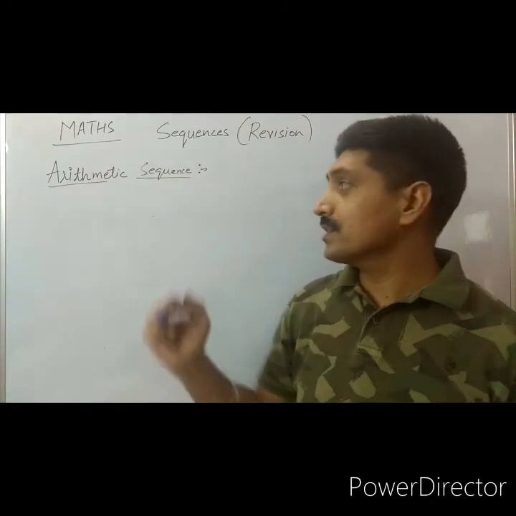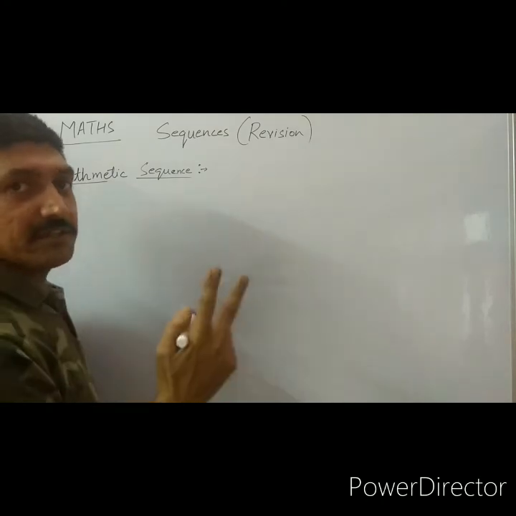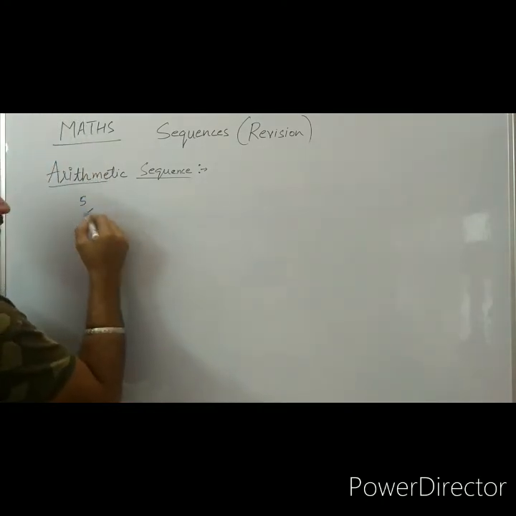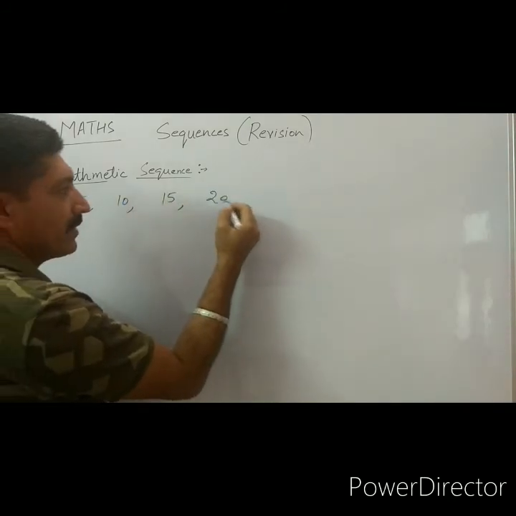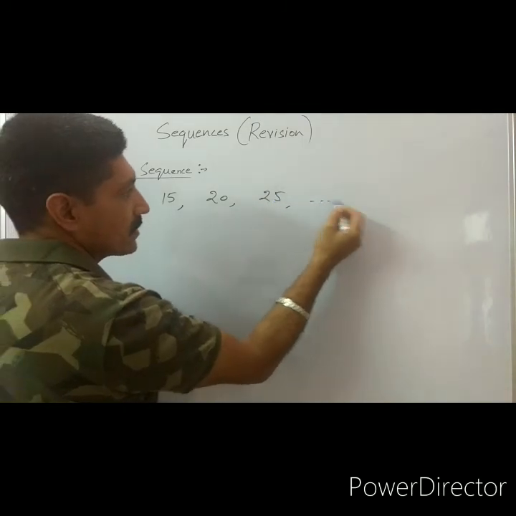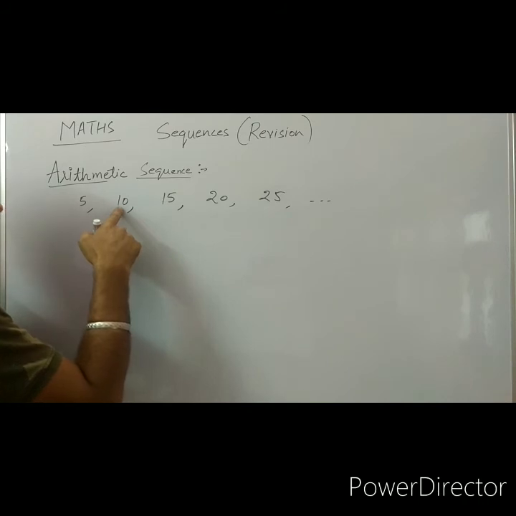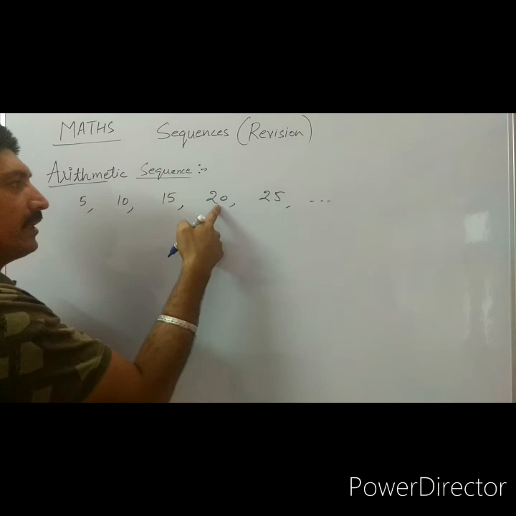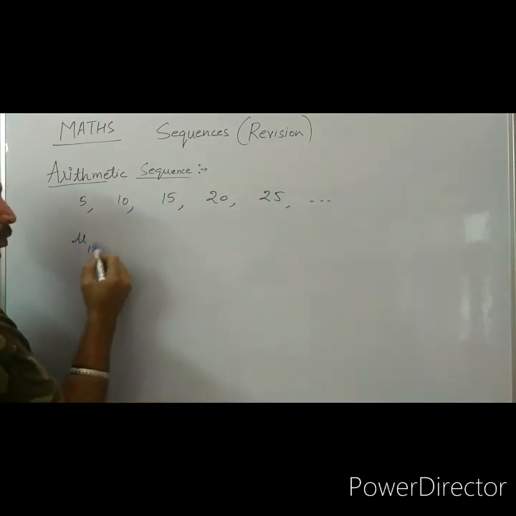In an arithmetic sequence, the common difference between two successive terms is always the same. For example, 5, 10, 15, 20, 25, and so on. Here 10 minus 5 is 5, 15 minus 10 is 5, 20 minus 15 is 5. In other words, here u1 is equal to 5, which is the first term.